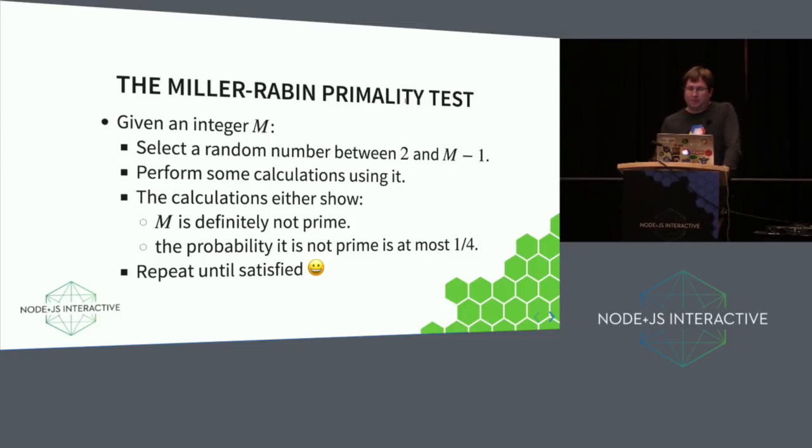It's not interesting. But if it says it's not a witness, then the number is probably prime, and the probability it's not prime is at most 1/4. And the key thing is that 1/4 doesn't depend on the size of m. If m had 10 digits, if m had 1,000,000 digits, if m had 1,000,000,000 digits, it's still 1/4, which is really helpful, really useful.